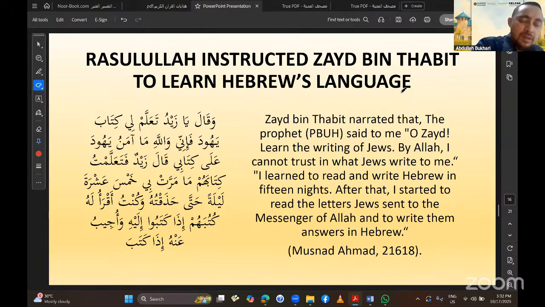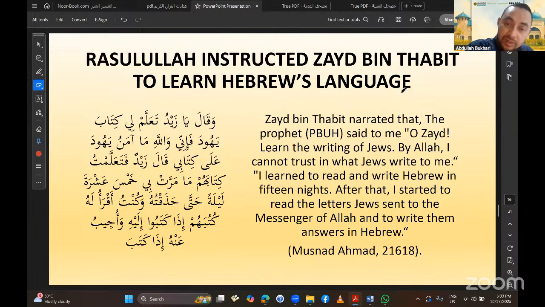When Rasulullah sallallahu alaihi wasallam migrated to Medina, Zaid bin Thabit was only 11 years old. Can you imagine? 11 years old. But he was a very intelligent and brilliant boy. And then Rasulullah somehow knew his value.